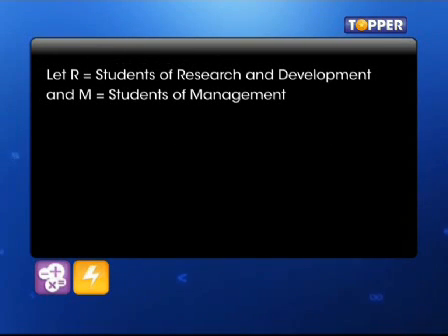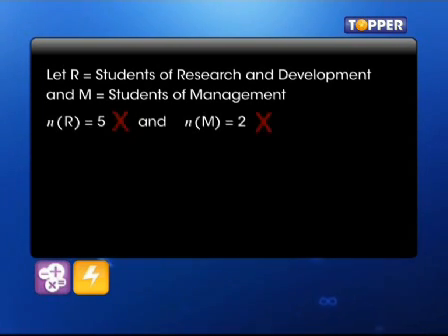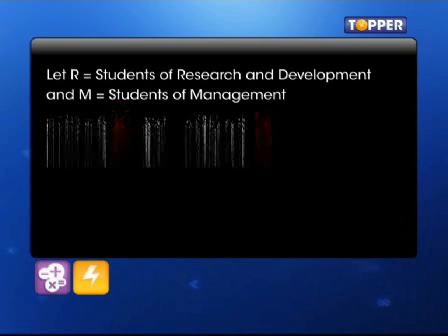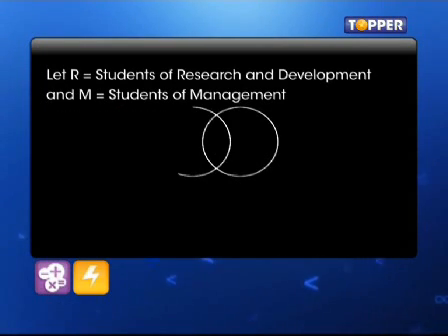Suppose we put the R&D and the managers in different camps, say R and M. Now the common mistake students make here is to set n of R equal to 5 and n of M equal to 2. Then how does one account for the overlap? Here's how we go about it.